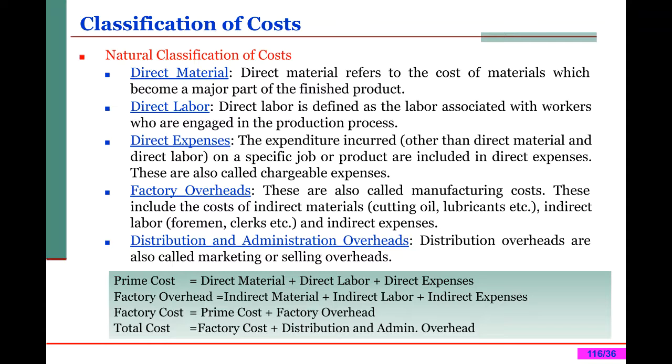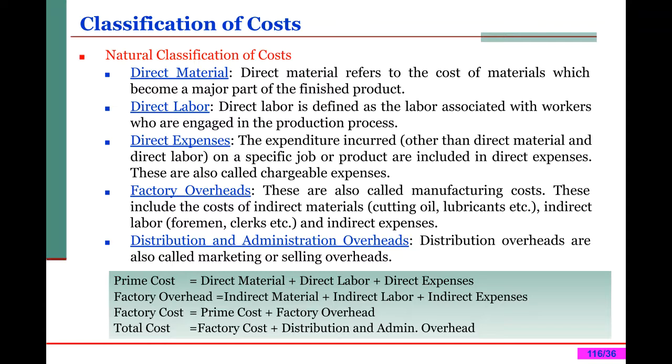Factory overheads. These are also called manufacturing costs. These include the costs of indirect materials, cutting oil, lubricants, etc., indirect labor, foremen, clerks, etc., and indirect expenses. Distribution and administration overheads. Distribution overheads are also called marketing or selling overheads.